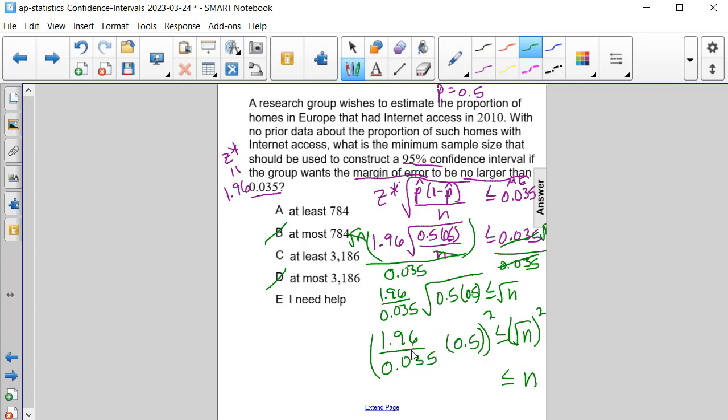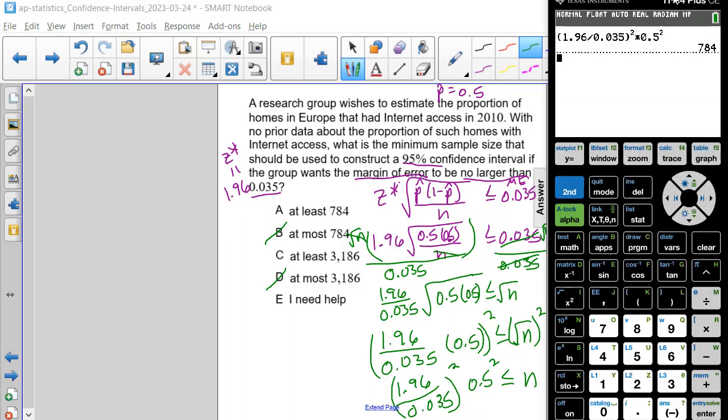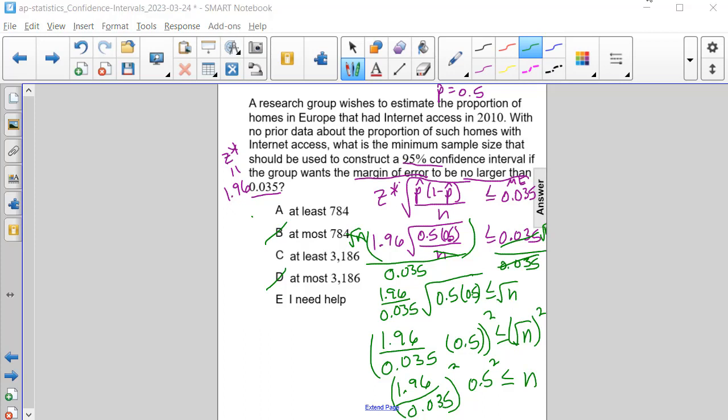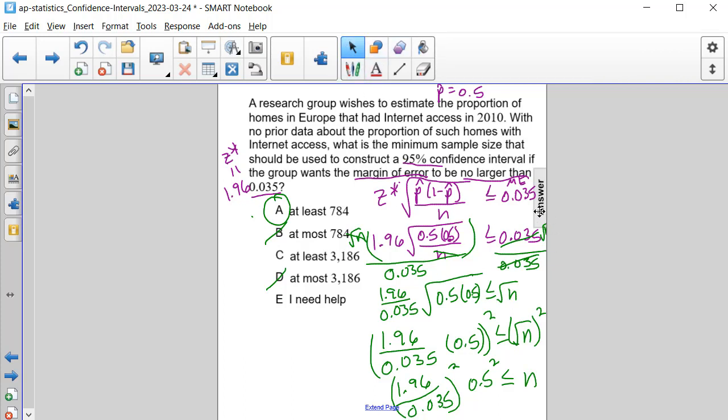And now we can substitute 1.96 divided by 35 thousandths, squared, times 5/10 squared. And if we do that, we get 784. So that means our minimum sample size is at least 784 people, which is answer choice A.